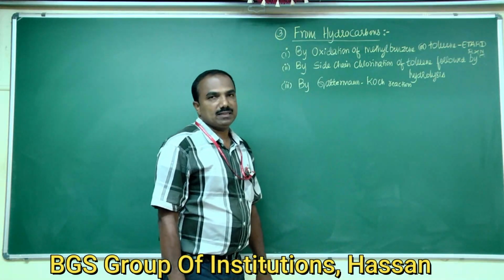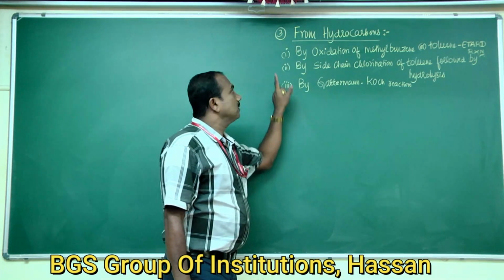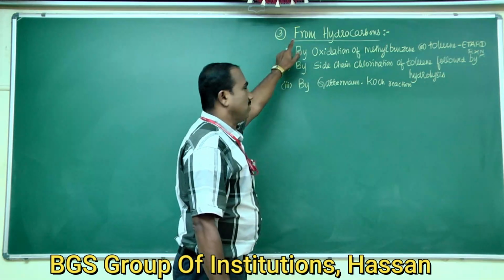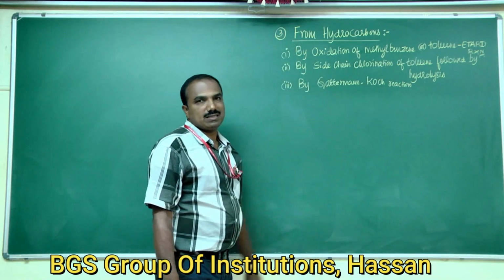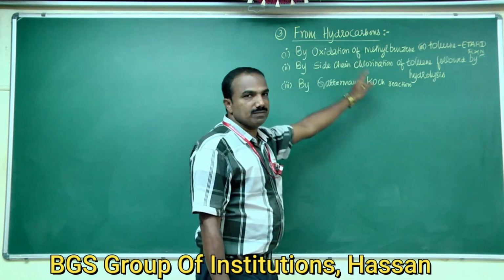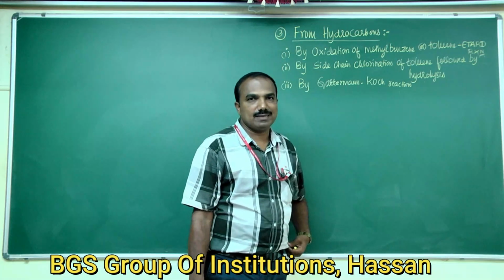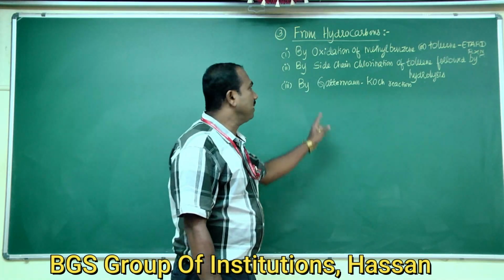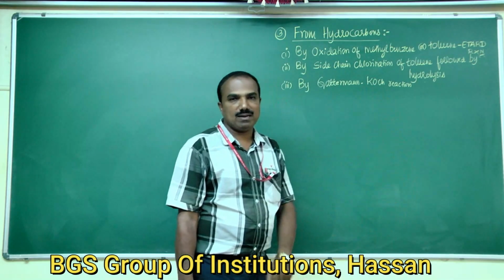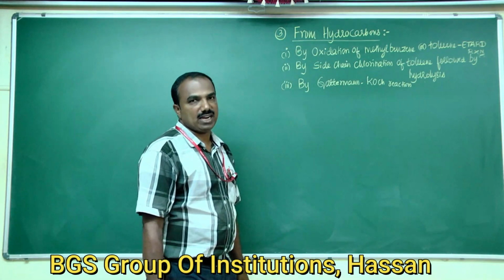Today we will continue the preparation of aldehydes. The third method of preparation of aldehydes is from hydrocarbons. From hydrocarbons there are three methods. The first method is by oxidation of methyl benzene or toluene. This reaction is called the Etard reaction. The second method is by side chain chlorination of toluene followed by hydrolysis, and the third method is by the Gattermann-Koch reaction.